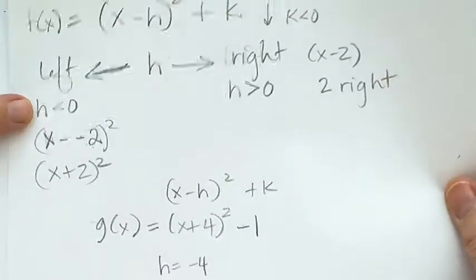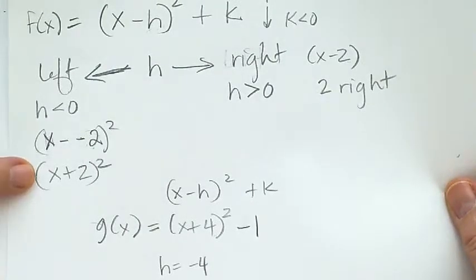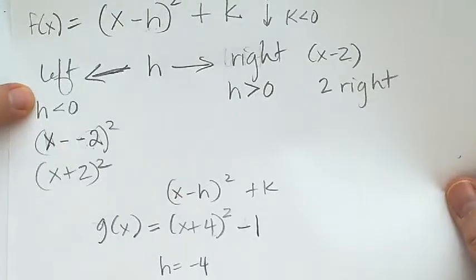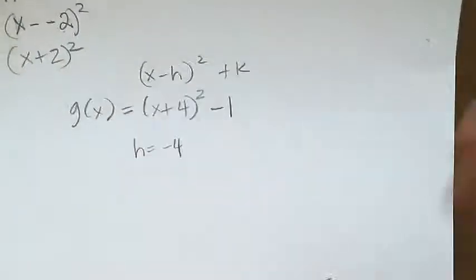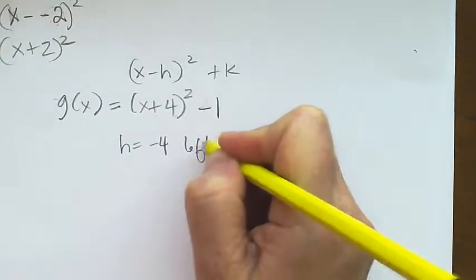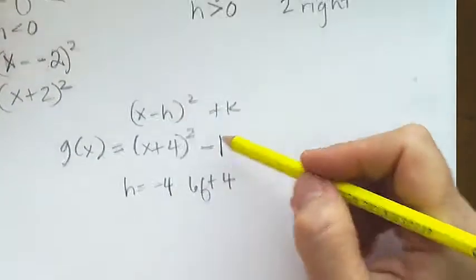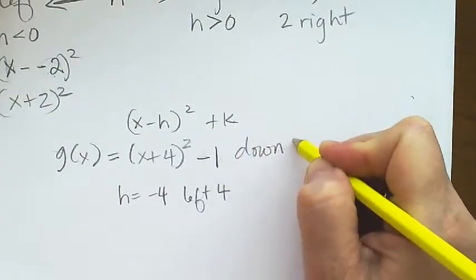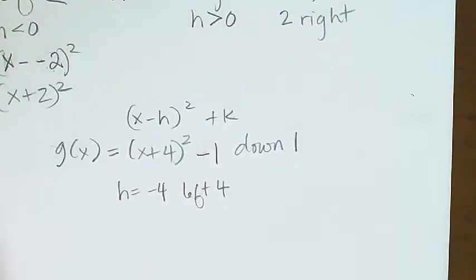And if H is negative, it's not going to say x minus negative 4, it's going to say x plus 4. That's going to move it left. So then this would be left 4. And then the K is minus 1, so this is going to be down 1.